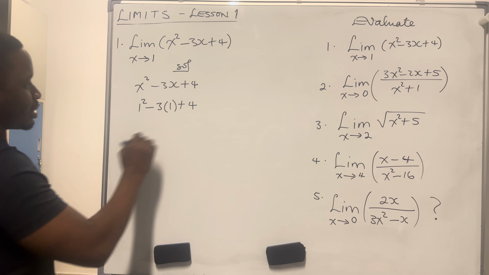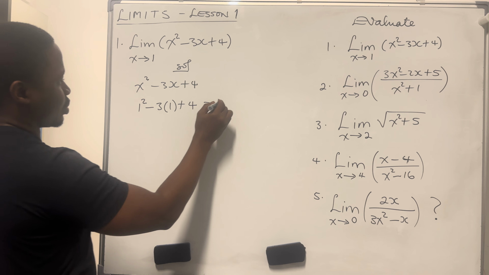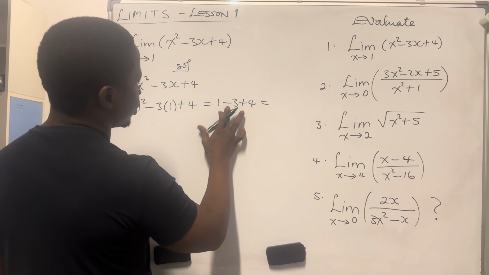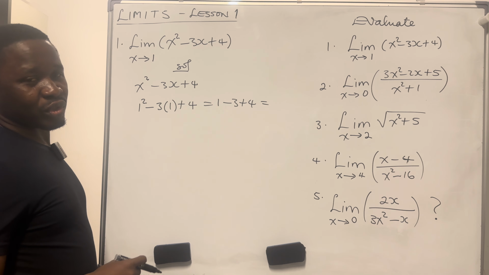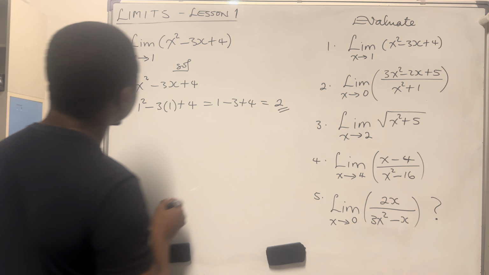1 squared is 1, minus 3 times 1 is 3, plus 4. So 1 minus 3 is minus 2. Minus 2 plus 4 is plus 2.